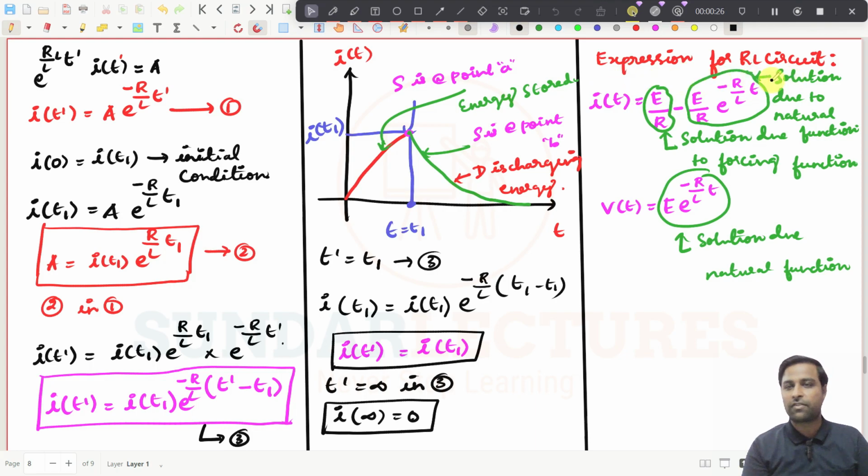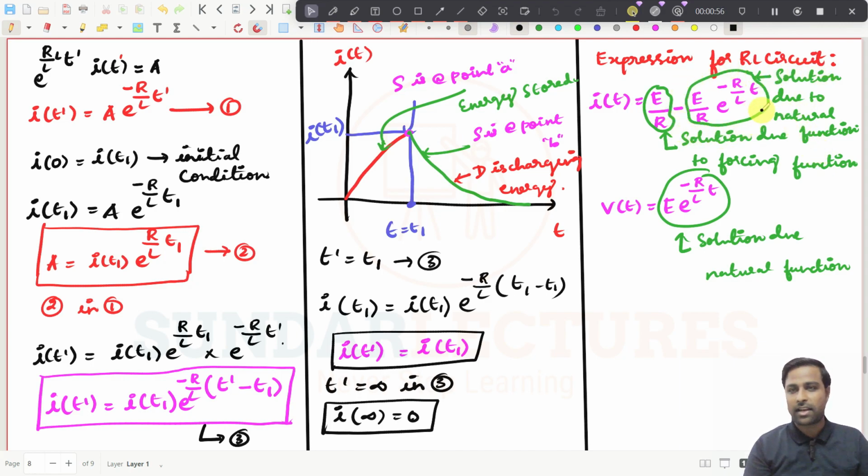This is the expression for the RL circuit, and you have to clearly understand this before entering into solving the differential equation. We need to know exactly this so that we can easily relate the differential equation with our electrical circuits. So i(t) is equal to E/R minus E/R e^(-R/L t). This one I have told you is the solution due to the forcing function, and this one is the solution due to the natural function.